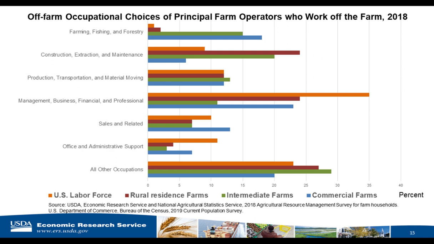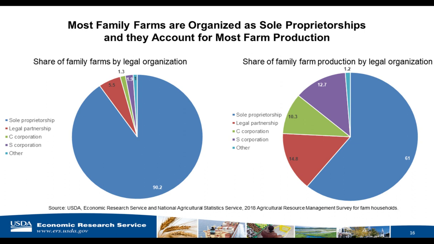So now we're going to change gears and look at the legal organization of family farms. And this determines how farm income is taxed. So we see that 90% are organized as a sole proprietorship owned by a single individual or family, and they account for 61% of production. Relatively few farms are organized as C corporations, and these are regular corporations. Only 1% are organized as C corporations, and they account for 10% of production.